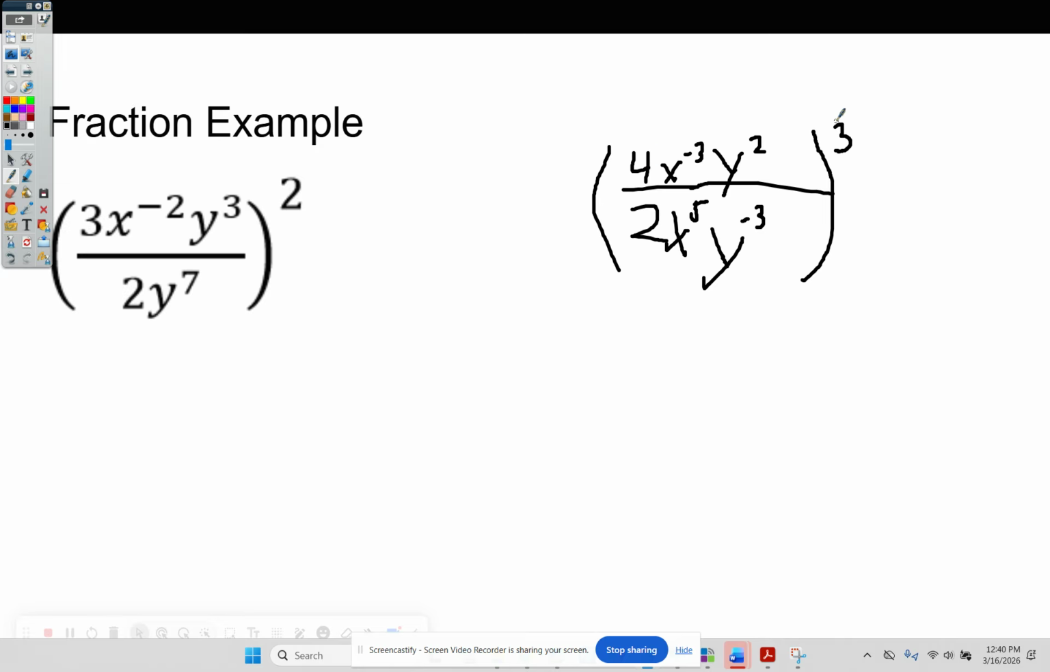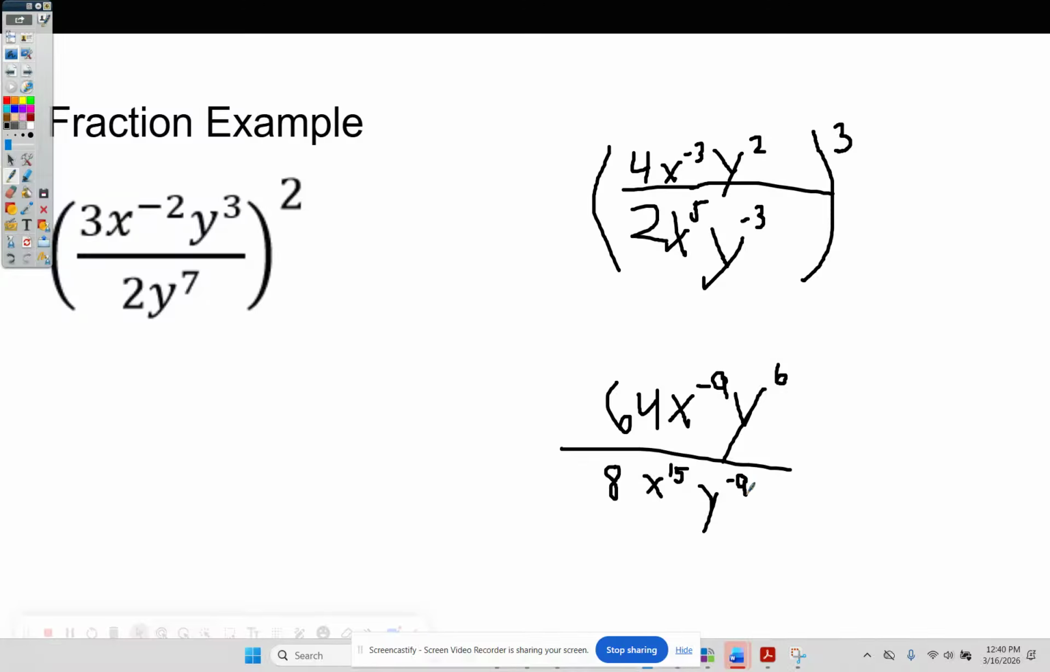All right, so let's go ahead and do this one together. 4 to the power of 3 is 64. So we're going to bring this power of 3 in. We get x to the power of negative 9 by multiplying. And then we would multiply our 2 times our 3 to get a 6. So that's our top. We're going to go ahead and bring our power of 3 into the denominator. So 2 to the power of 3 is 8. X to the power of 5 multiplied by 3 would be 15. And then my y to the negative 3 times 3 would be y to the negative 9.